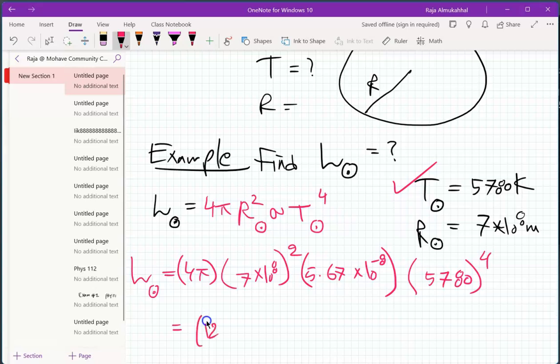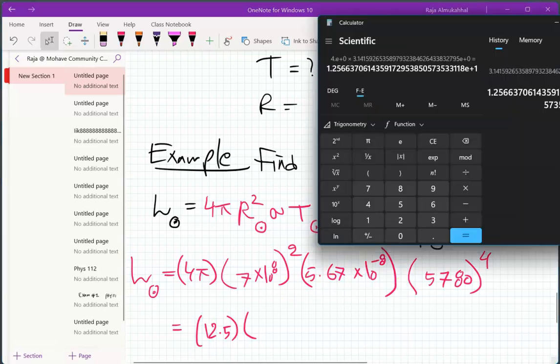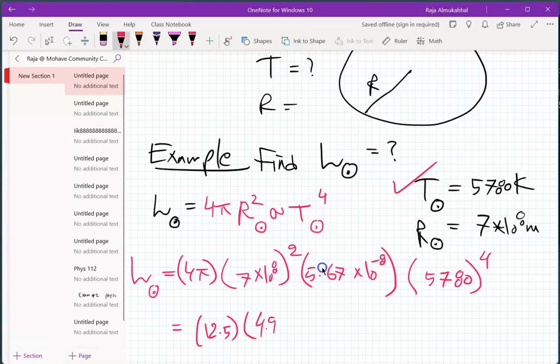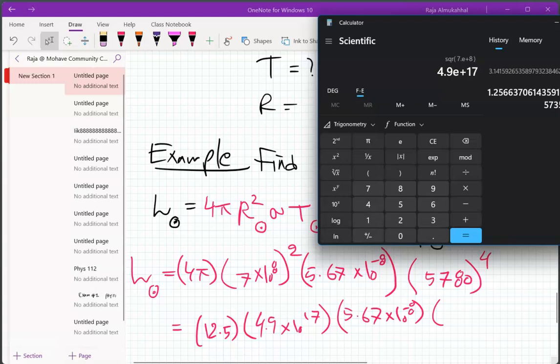So 12.5. Now, 7 times 10 to the 8 squared: 7 exp 8, squared, the square is right there, and that will give me 4.917, 4.9 times 10 to the 17. Times 5.67 times 10 to the negative 8. And now let me get that 5780 to the power of 4.